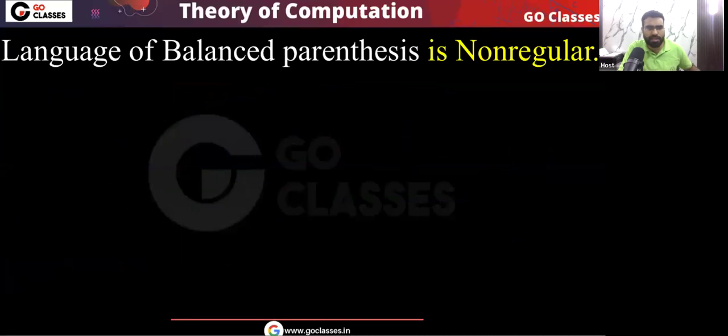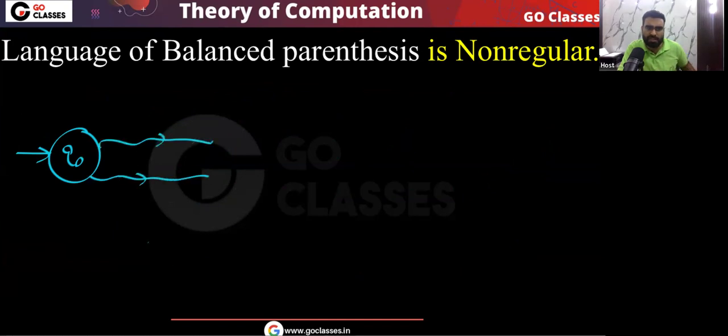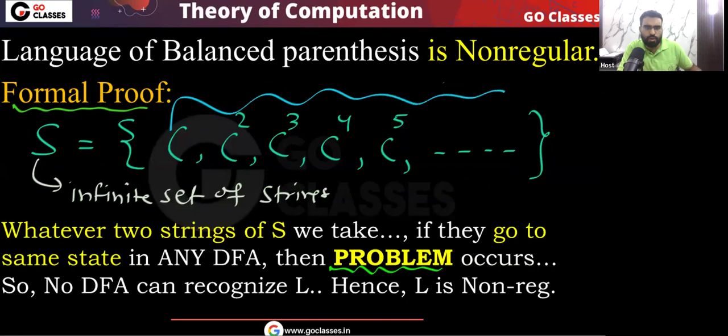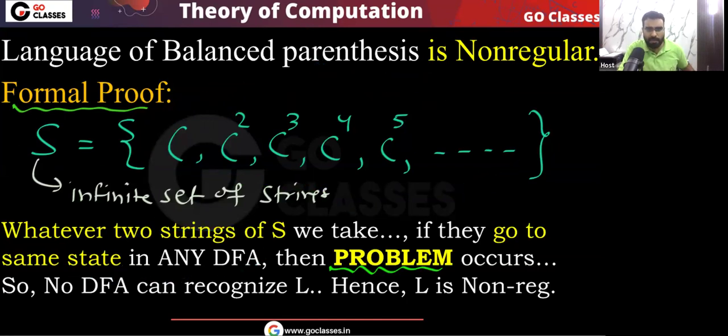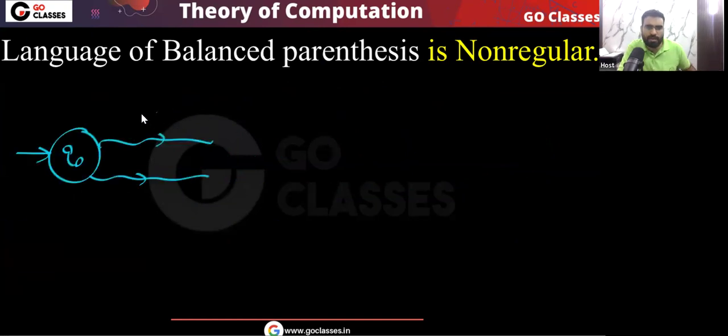Now you can easily prove this. From here you take any two strings. Which two strings should I take? Take any two strings you want. From the initial state, let's assume these two strings from the set S. For example, you can take open bracket power 5 and open bracket power 2. If they are going to the same state, say q1, now a problem will happen. And how will the problem happen?